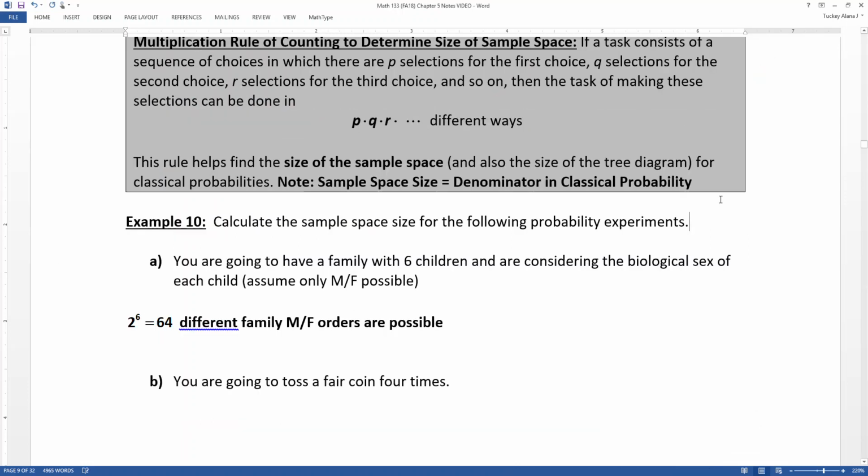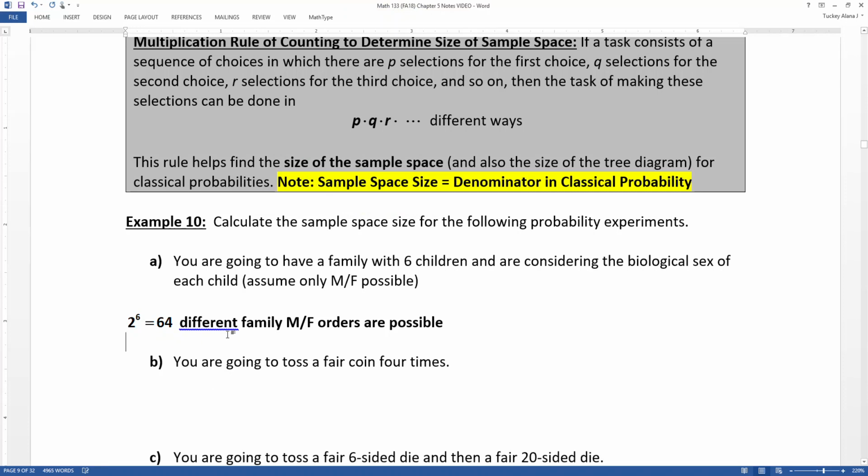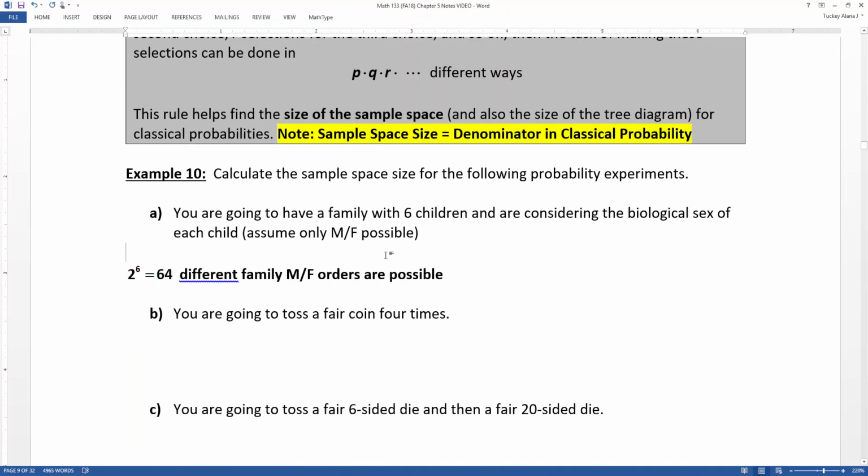And I just made a little note up here about why that's so important. Super important note: when you find your sample space size, that's your denominator in classical probability. That's why it's so important for us to be able to find this, even without a tree diagram, because you would not want to make a tree diagram for this. That would be just horrendous.